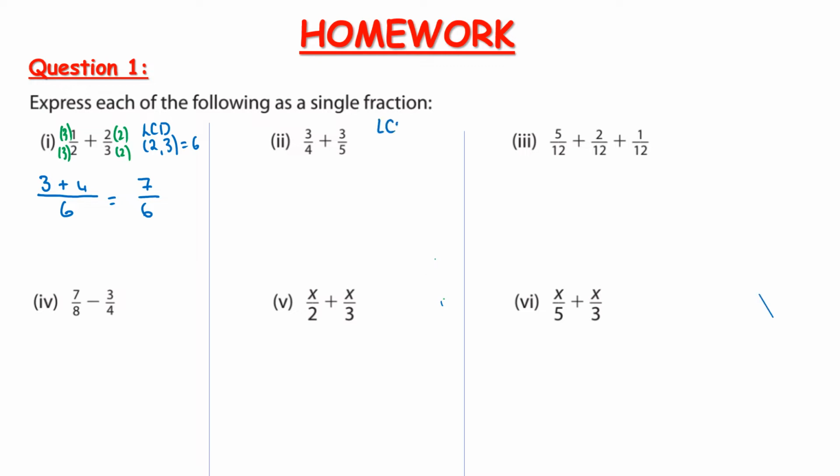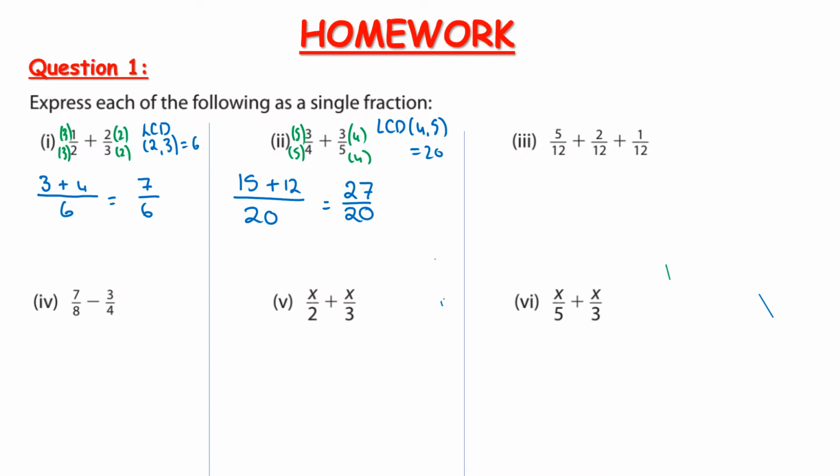So then my lowest common denominator of 4 and 5 is 20. To get that, I'm multiplying top and bottom here by 5, top and bottom here by 4. My lowest common denominator is 20. 5 by 3 is 15, plus 3 by 4 is 12, and that is 27 over 20.